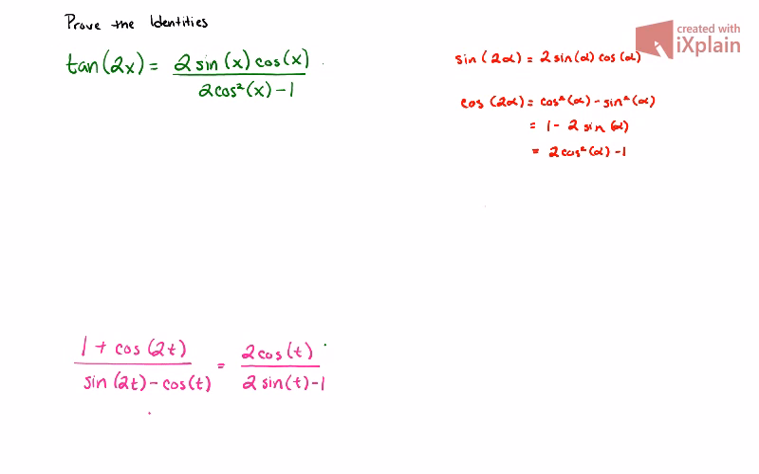Hi everyone, this video is for section 7.3, double angle identities, and speaking of double angle identities, we're going to prove not one, but two identities. I have the first one outlined in green, and I have the second one outlined in pink.